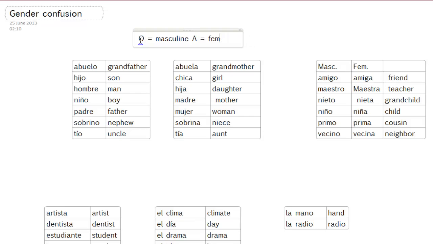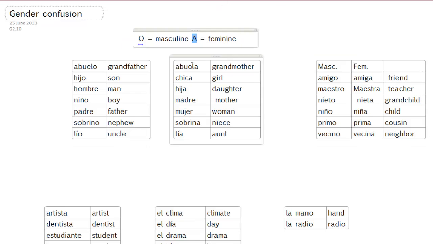I can't spell it. It doesn't come up with any mistake. Feminine. Yes. So there's your basic rule. If it ends in O, it's masculine, and if it ends in A, it's feminine. So you generally have this rule you can follow.